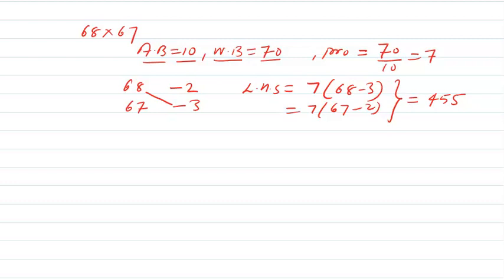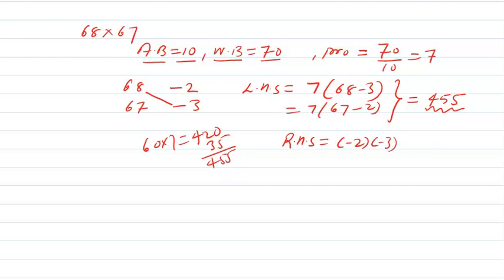65 into 7: if I have to multiply, I can multiply 60 into 7. 60 into 7 will be 420, and then 5 into 7 is 35. So that is 455. That is a quick way of doing the computation. So the left hand side is 455. How much is the right hand side? Right hand side will be -2 into -3, that is equal to 6. So the answer will be 4556.